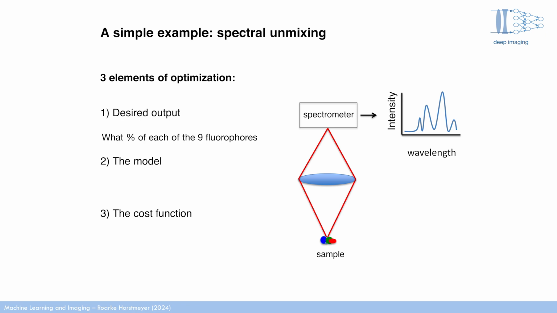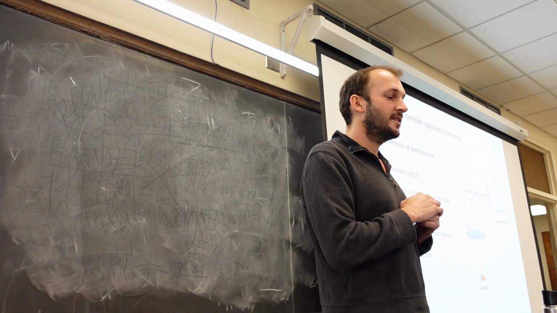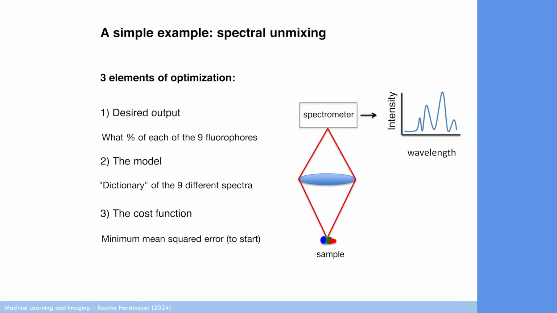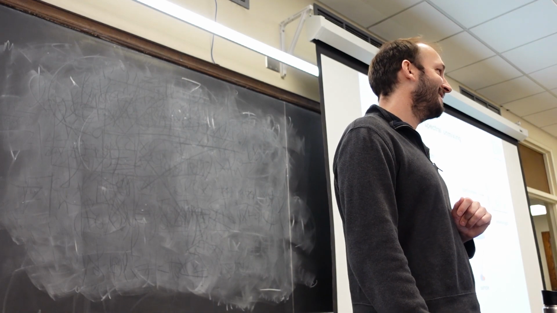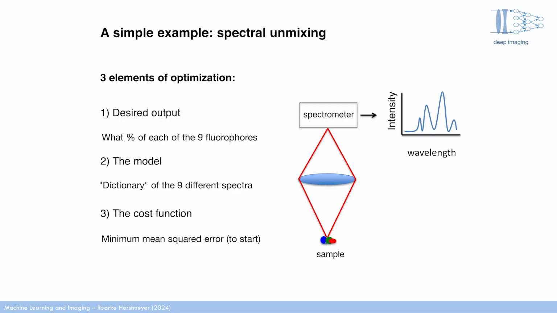So what's our model? The model, as I'll show, is something called a dictionary. It's a matrix that's going to allow us to connect our measurements to the 9 percentages of interest. I'll explain the dictionary matrix in a second. And what's a good cost function to use? When in doubt, subtract things and square them. That's called the mean squared error. If you ever have any doubts in machine learning or optimization, pick mean squared error as your cost function. Can't go wrong. So we're going to use mean squared error because it just works. There are better cost functions for specific problems, but then things get more complicated, so we're not going to do that.